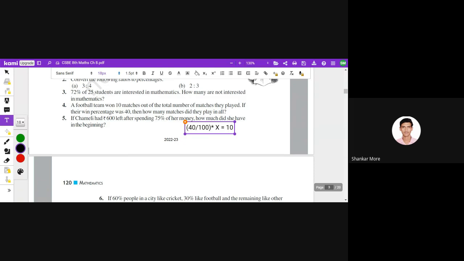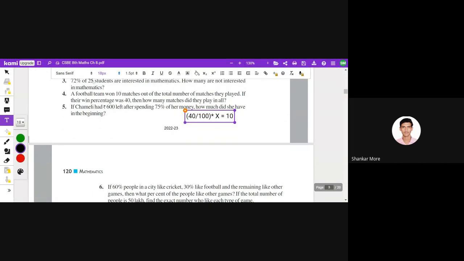40% of total matches is 10. तो टोटल मैचेस हमें नहीं पता था यहाँ पे, इसलिए हमने वहां पे x लिखा, and we will solve this equation for x, and that should result into 25. ठीक है? I hope you don't have confusion with this formula of percentage.